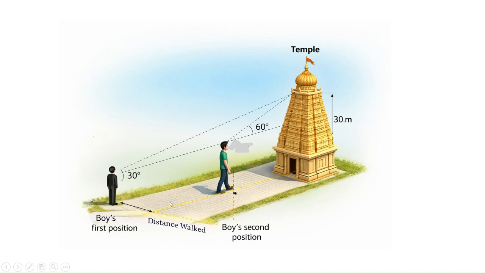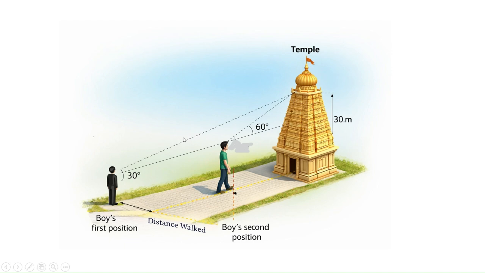After walking certain distance, d meters, say suppose it is not given, and his initial position and the distance between the temple and the boy is also not given. Nothing is given. Only it is given about the boy's height and the temple height and two angles of elevation. So first initial position 30 degrees. After walking some certain distance, the angle of elevation is 60 degrees. These two are given. We need to find out how much distance the boy has walked to attain the second position. Only that one should be found out.